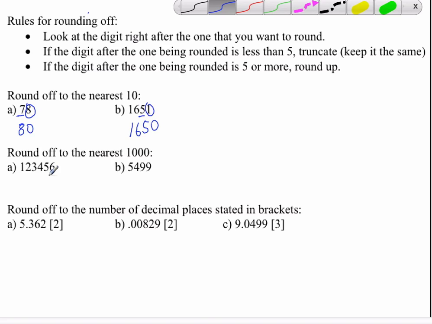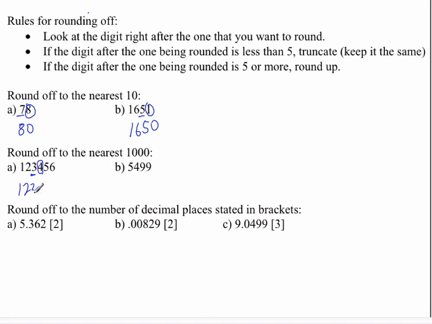1650. Okay, next we're rounding to the nearest thousandth, so let's identify the thousands here. It's ones, tens, hundreds, thousands. So when we round this number, we look at the 4. 4 is smaller than 5, so we keep it the same. So it's 123,000. Let's take a look at the 5. So are we rounding the 5? So we look at the 4. 4 is less than 5, so it stays the same, 5,000.